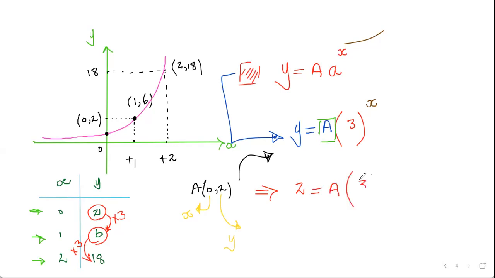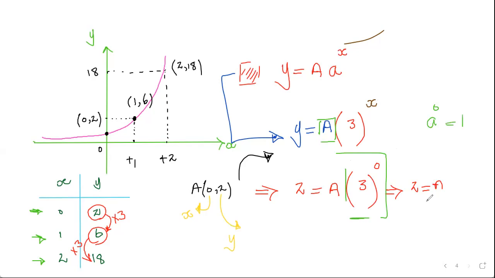I have 3 as a base, it is always there. What is the value of the x? 0. Thank you. And now, let's simplify that. I have 2 equals a times 3 to the power 0. What is the value of 3 raised to the power 0? Any number to the power 0 becomes 1. Thank you. And thanks, Daphne.